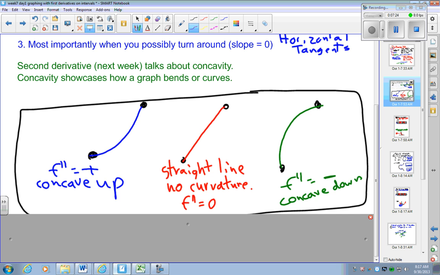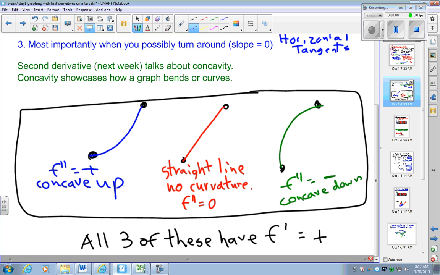There is concave up, which is where you're bending up. That's the blue guy. You have a straight line or no curvature, so it's not bending up, it's not bending down, it's straight. That's when it's no curvature. And then you can have concave down, and that's when it's bending back towards the ground. Now notice, I'm saying the second derivative is positive for the blue guy, second derivative is 0 for the red guy, and the second derivative is negative for the green guy. Different second derivatives, but all of these have the first derivative as positive because they're all going up.